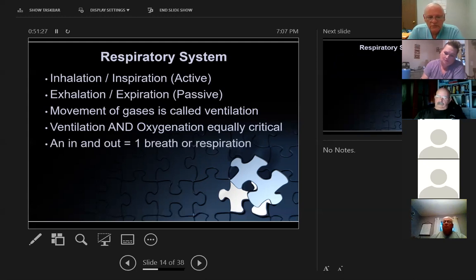And one breath in and out is one breath. One inhalation and one exhalation is one breath or one respiration. It's not breathe in, that's one, breathe out, that's two breaths. No, it's an in and an out is one breath or one respiration.